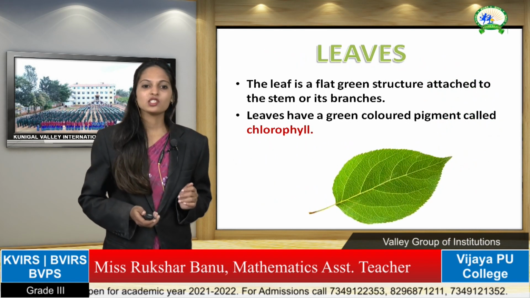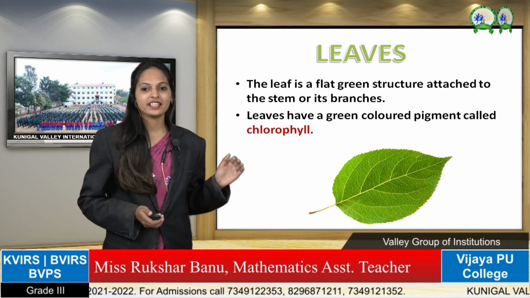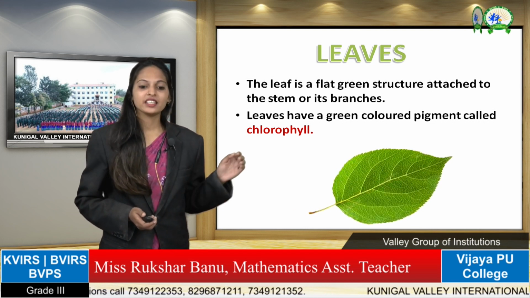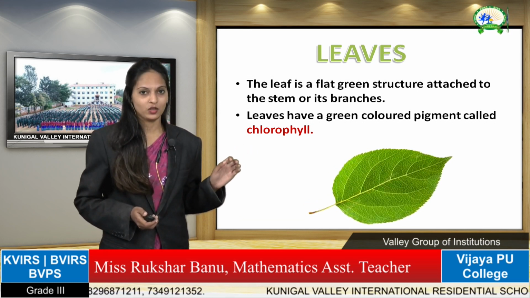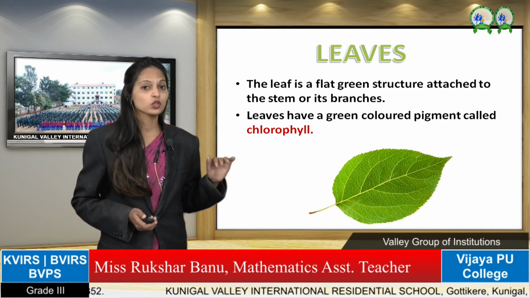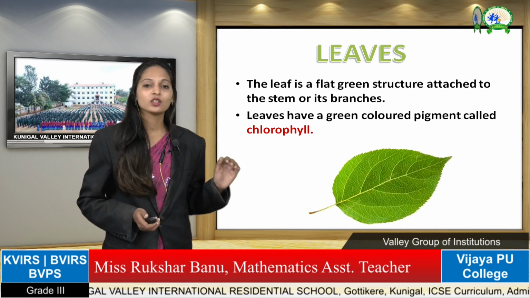Okay, children, next one is leaves. The leaf is a flat green structure attached to the stem or its branches. Okay, the green color of the leaf is due to chlorophyll. The green color of a leaf is due to what? Chlorophyll. That is a colored pigment called chlorophyll.